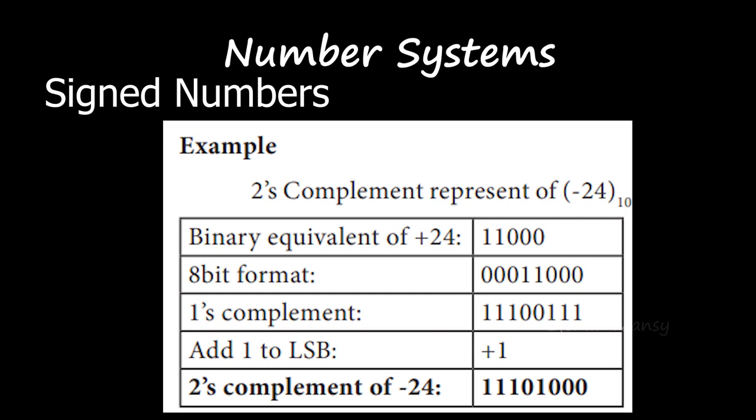When you are getting the ones complement, you will get an answer, right? So that ones complement answer, you will add 1 to the result, that is to the least significant bit, that is to the right end you will add 1, and that will be the twos complement for that particular value.